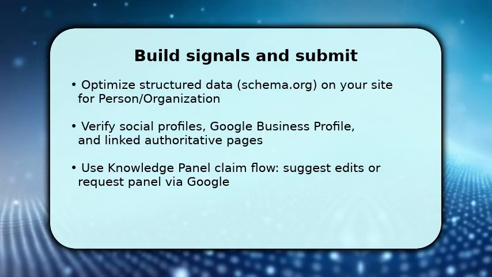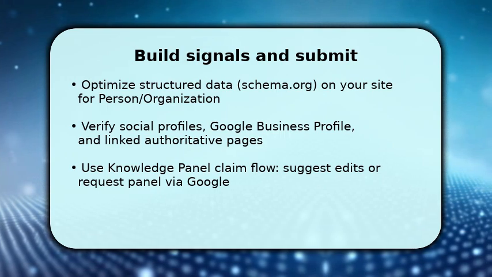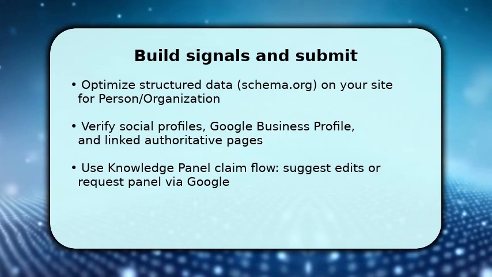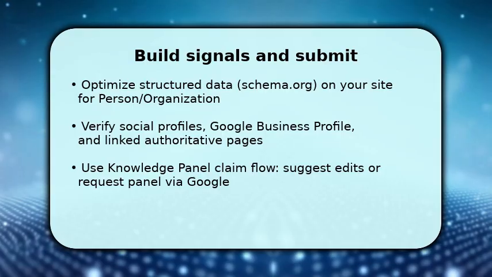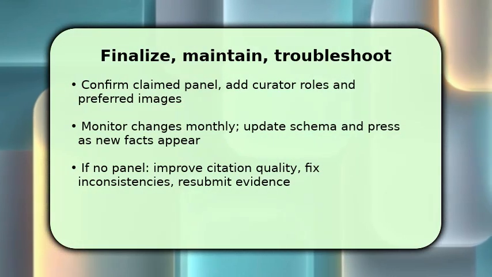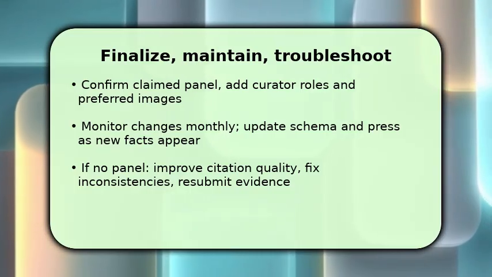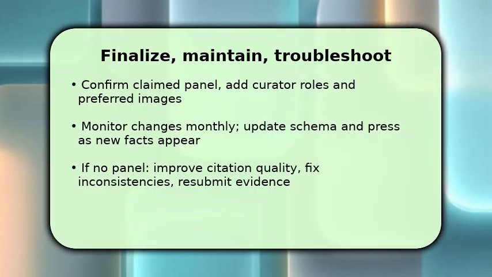Then use Google's Knowledge Panel claim or suggest an edit pathways to submit authoritative changes. Include links to the verified sources you gathered. These combined actions increase the chance Google creates or updates the panel. Finish by claiming any panel you receive, assign curator info, and choose preferred images and categories so entries display correctly.